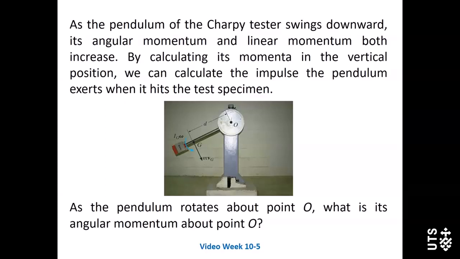When designing this test, we must make sure all kinetic energy of the pendulum can be absorbed by the test specimen. But how? This can be solved using impulse and momentum method. There will be one example problem to explain this.